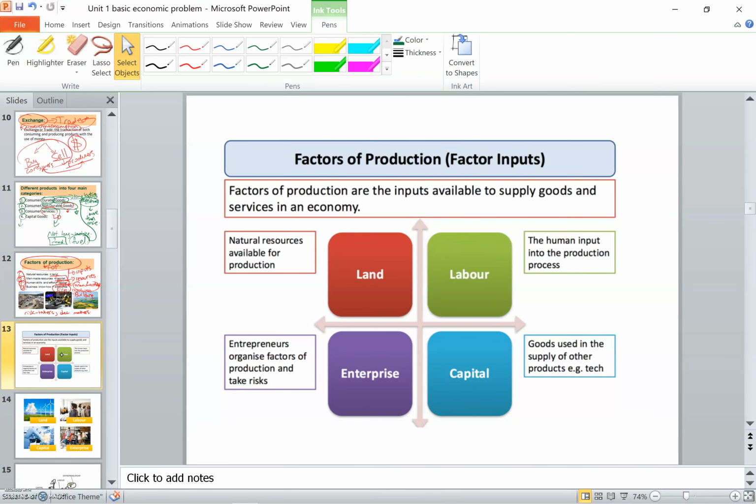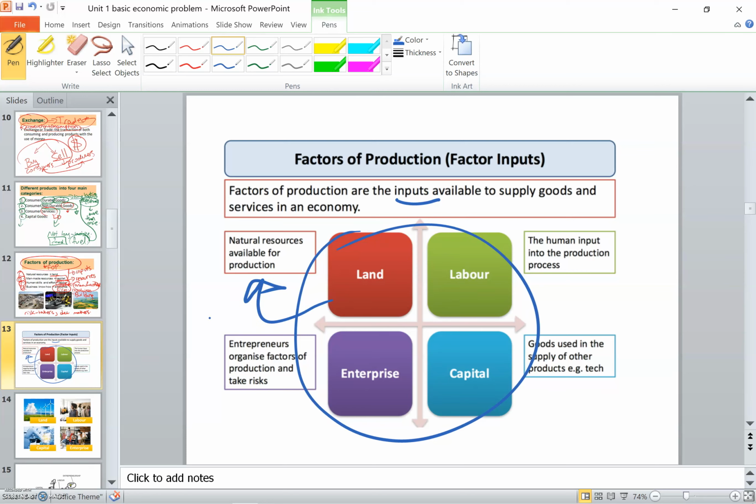Now, this is another explanation for the factors of production, and as we said, we can call them inputs. So factors of production are the inputs available to supply goods and services in an economy. And we have four categories, as we explained. So this is like a summary. Land is considered to be a natural resource, and you should be capable of giving examples, you guys. And then I have the labor. The labor, it means I'm talking about the workers.